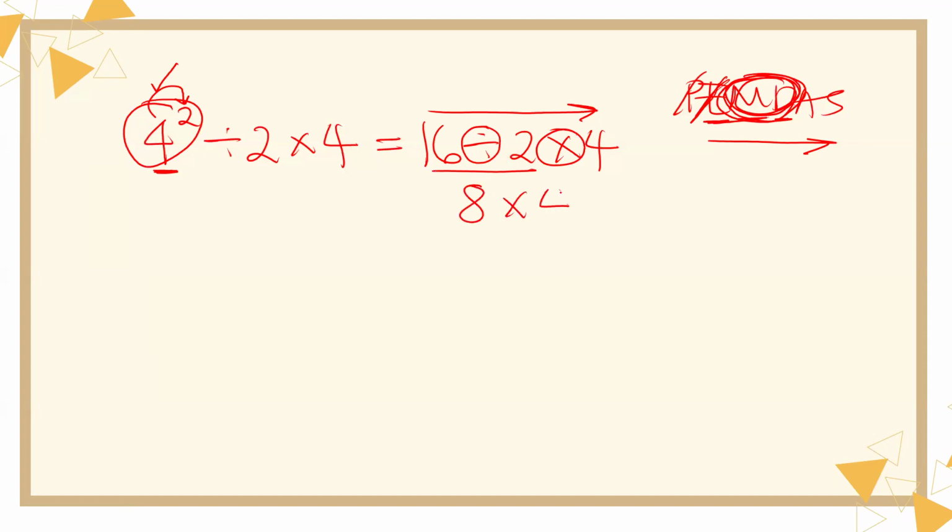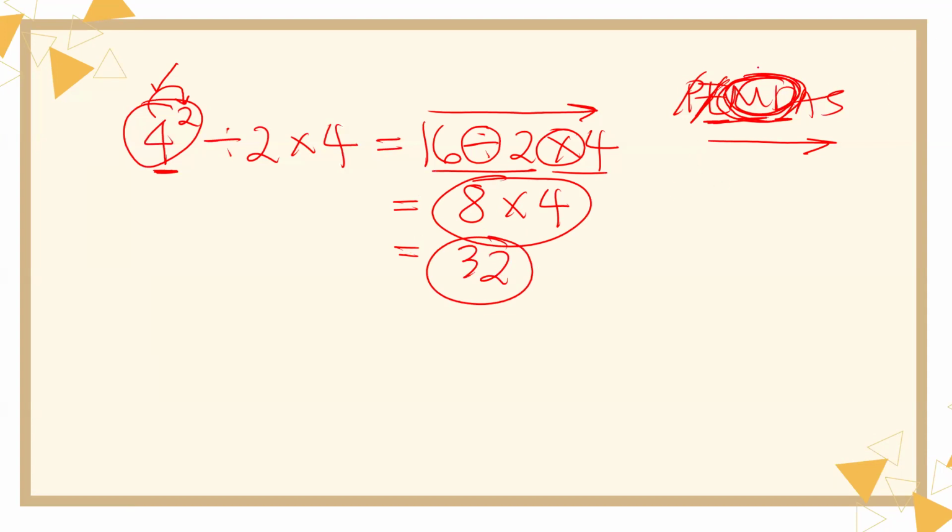Then copy the rest of the equation. That's the time when we multiply, right? 8 times 4, that's 8 times 4. What's 8 multiplied by 4? 32. Very good. Okay, so I hope that's clear.